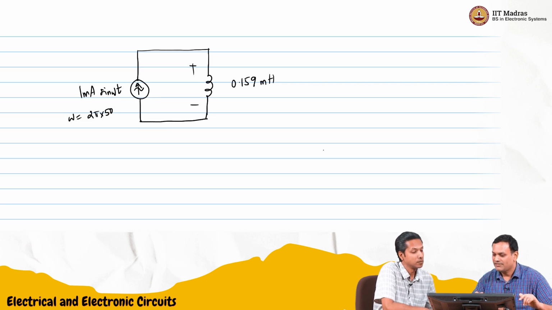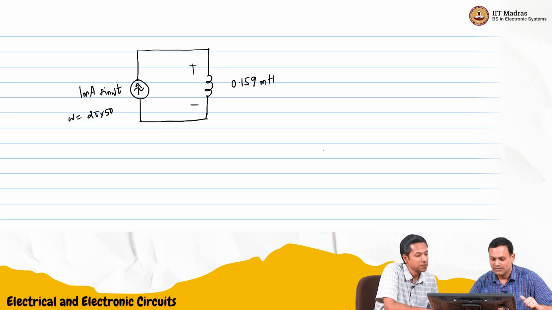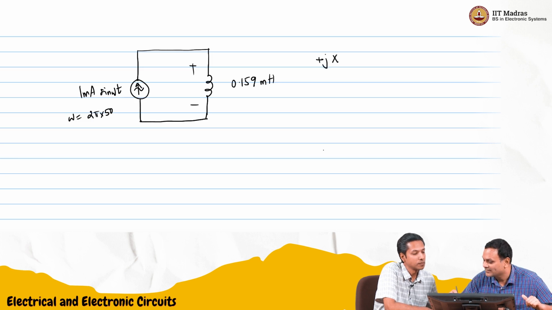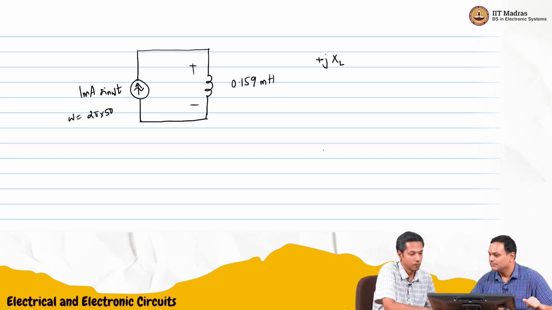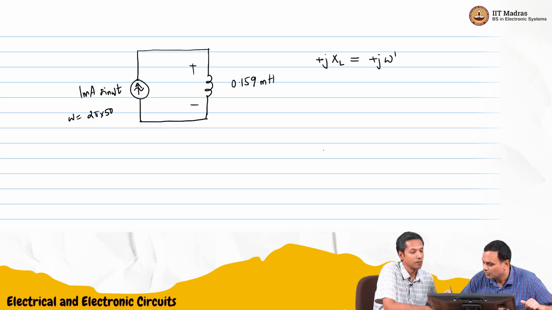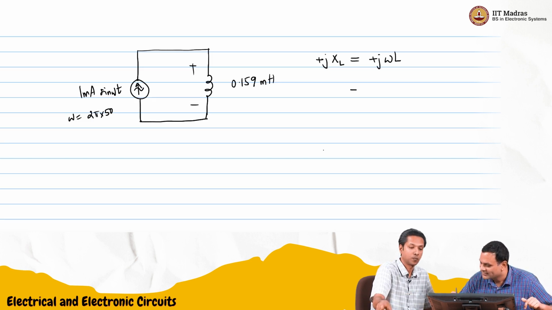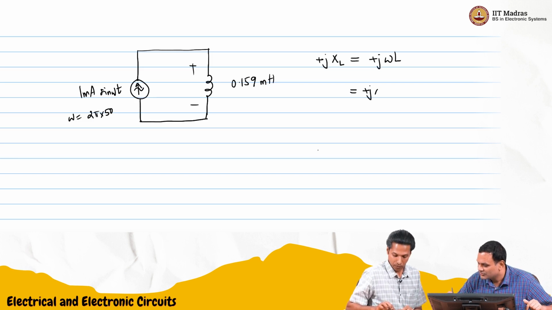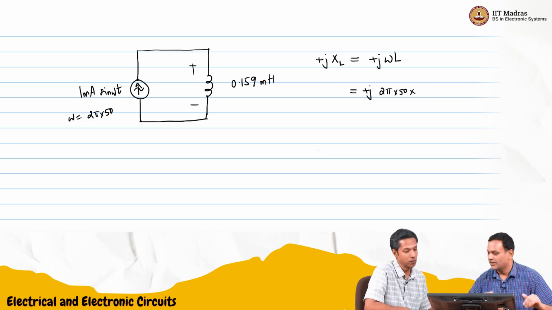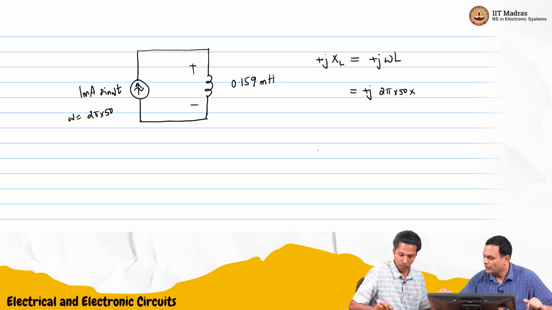And we want to find out the voltage across this inductor. We know that we called it plus jXL, and that should be plus j omega L. Okay, let's calculate what that is. Plus j omega, where omega is 2 pi into 50. 2 pi 50 is 314, 100 pi, times 0.159.